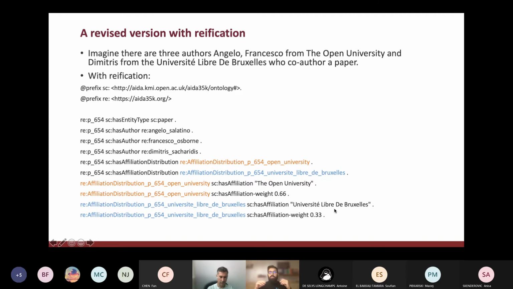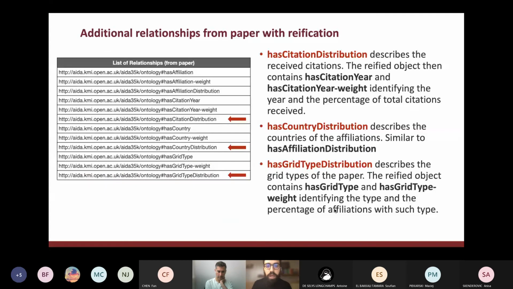So by creating this, let's call it fakery object, but it's not fake, it's a proper object, like a proper entity in the network, we are able to say that this paper has this fact, as affiliation distribution, and this fact is that there is the Open University as affiliation, and the weight of this affiliation is 0.66. So this is the whole point of reification. And the same applies to citation distribution, as country distribution, and as grid type distribution.